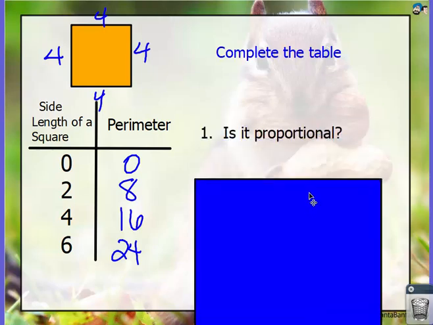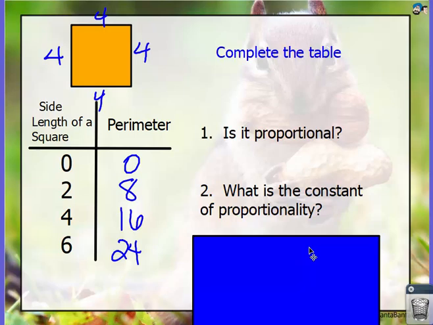Is this a proportional relationship? Well, we learned in the last lesson that in order for a T-chart to be proportional, it must meet two conditions. One, it must contain 0, 0, the origin, and there must be a consistent pattern on both sides. Down this side I'm adding 8, down this side I'm adding 2. So yes, this is proportional.